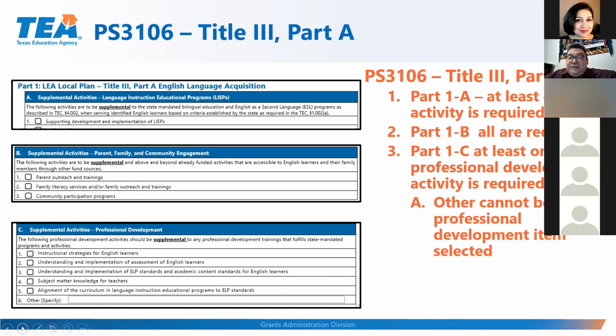And then Part C, you must select at least one of those supplemental activities. If you select and enter in other only, you still have to select at least one of the other ones that are listed. And if there's additional activities that aren't listed on here, you can go ahead and add the others and manually type in, just to make sure that it is addressing those students that are eligible to receive ELA funds.